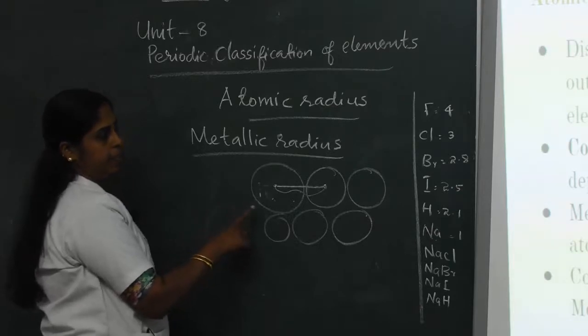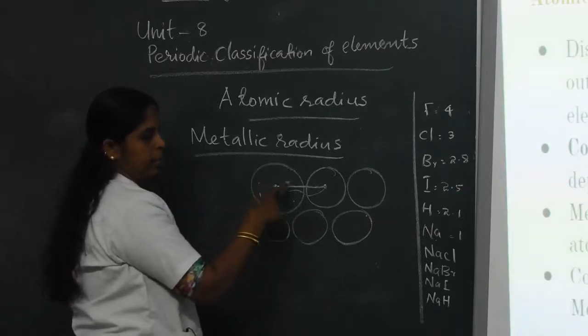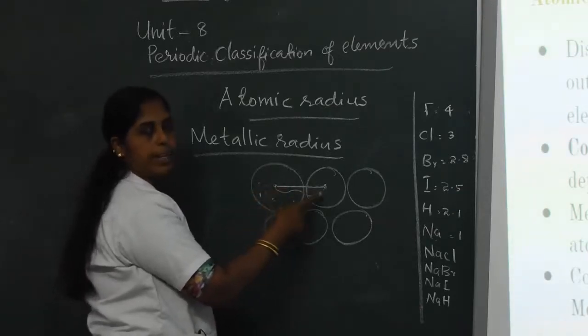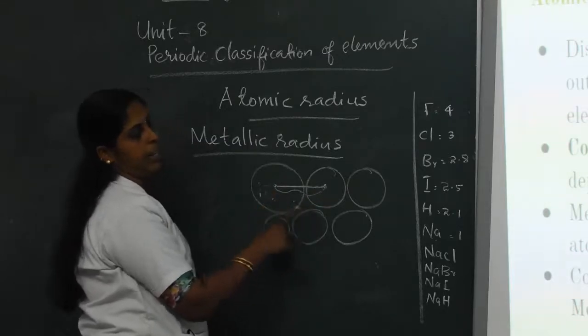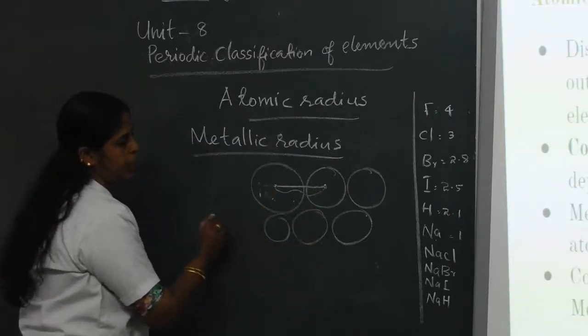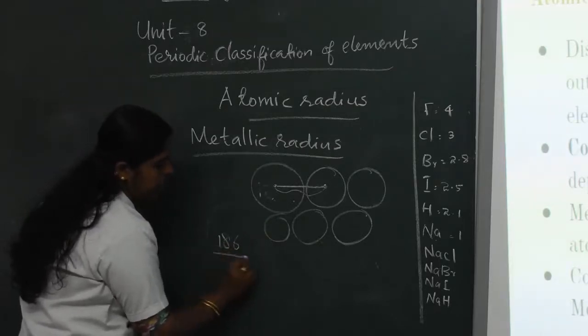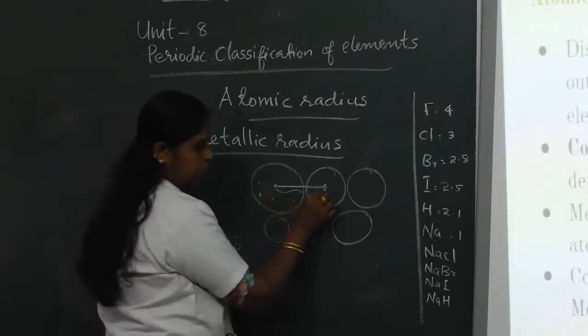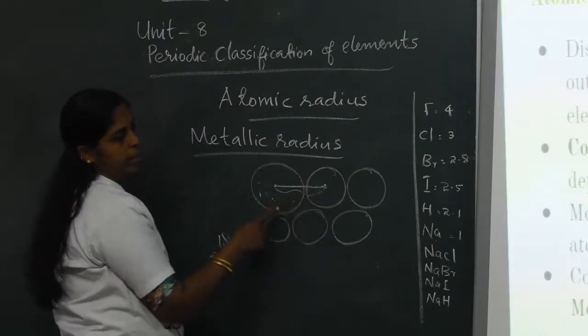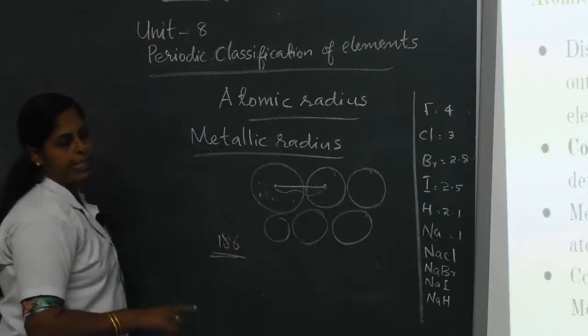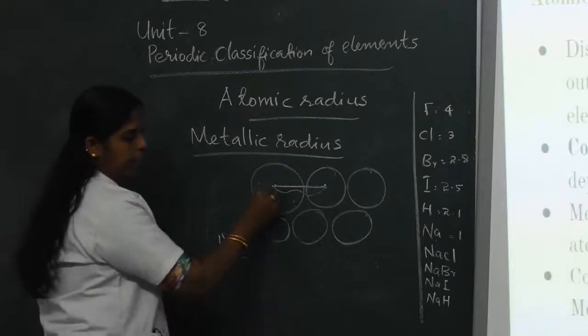Metallic radius is defined as half the distance between the two nuclei of adjacent metals in a metal lattice. Here is the sodium metal lattice, where 186 is half the distance between sodium atoms in the metal lattice.